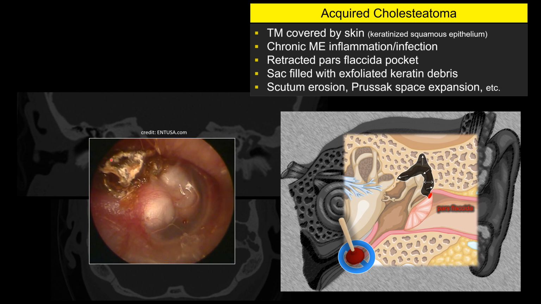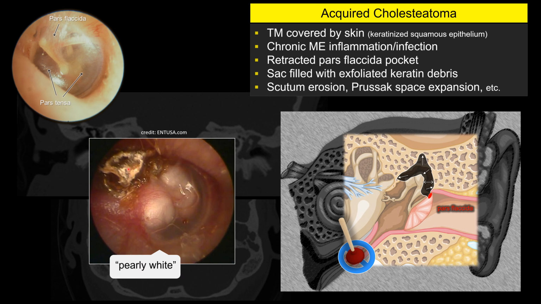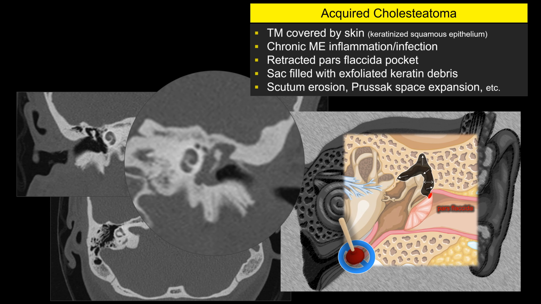On otoscopy, you will see evidence of prior inflammation: there's scarring and a retraction pocket of the pars flaccida. And cholesteatoma is described as pearly white on visual inspection. So you have all the classic findings for cholesteatoma: blunting of the scutum, expansion of the Prussak space, and nonspecific opacification of the middle ear cavity. And in this case, there's some erosion close to the facial nerve canal, and the tegmen tympani here is still intact.